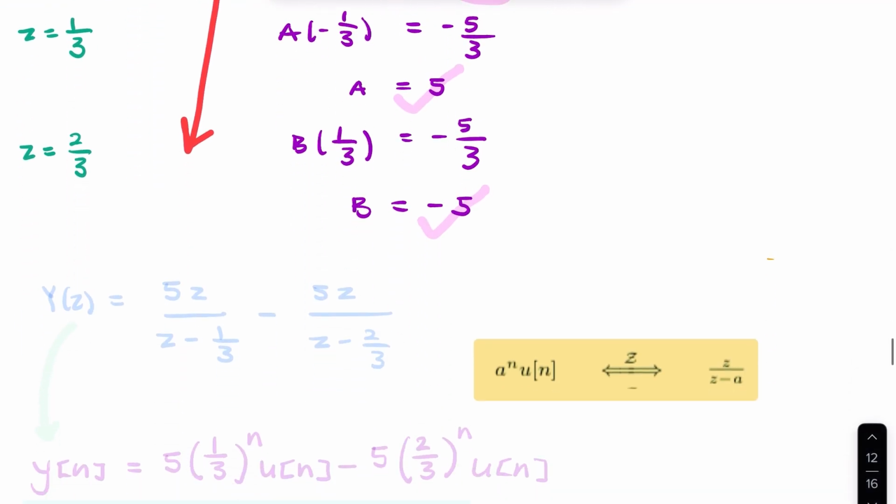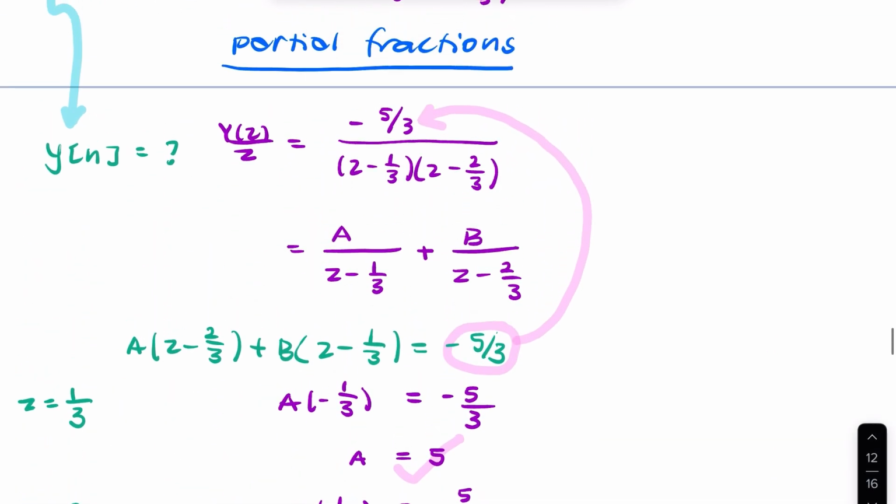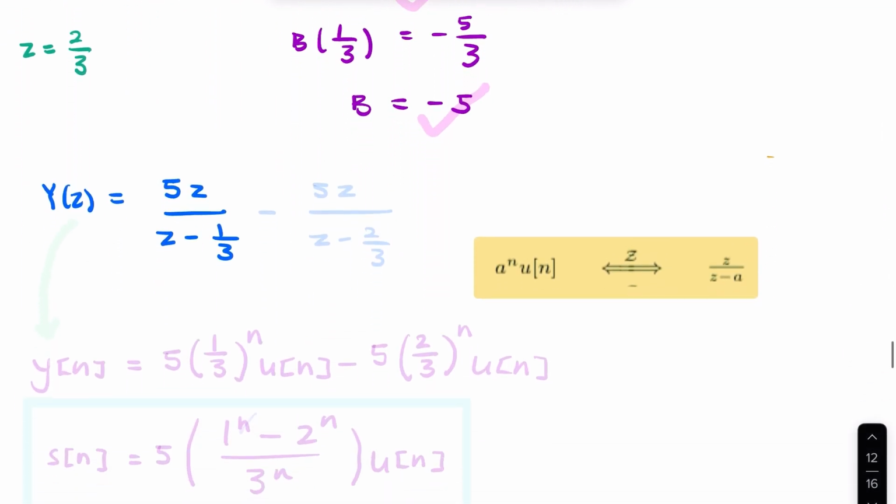And that too is helpful, because now we can write y of z as two fractions. So I can say y of z is equal to A, which is 5, times z over z minus 1 over 3. I say times z because what we found was y of z over z. We had initially divided by z. Then minus 5z over z minus 2/3.